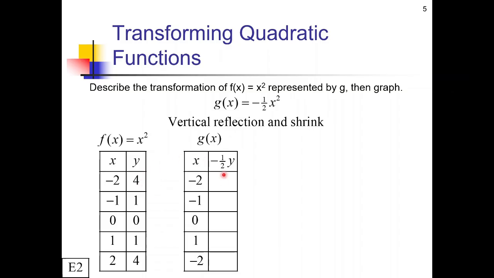So 4 times negative 1/2 is negative 2. Then we have negative 1/2. 0 is still 0, negative 1/2, and 4 times negative 1/2 is negative 2.